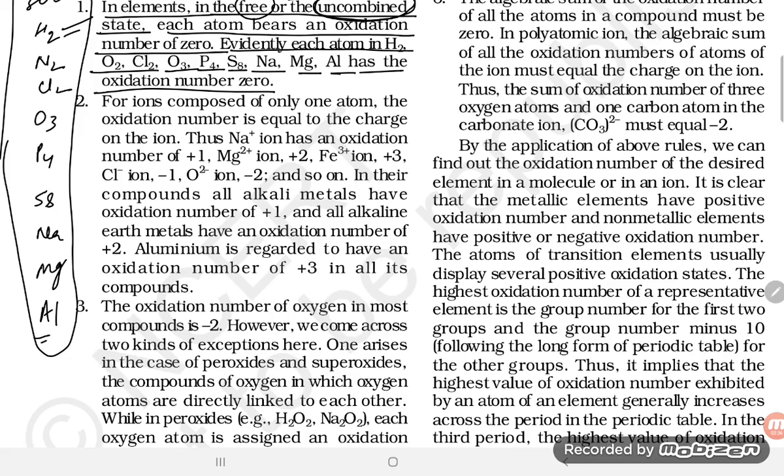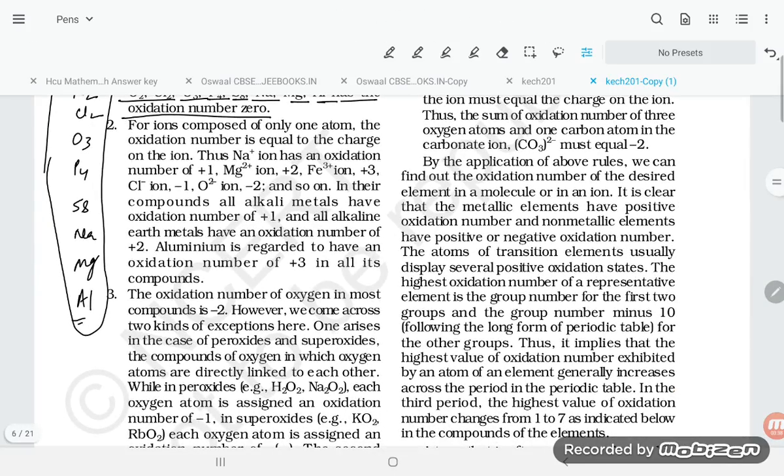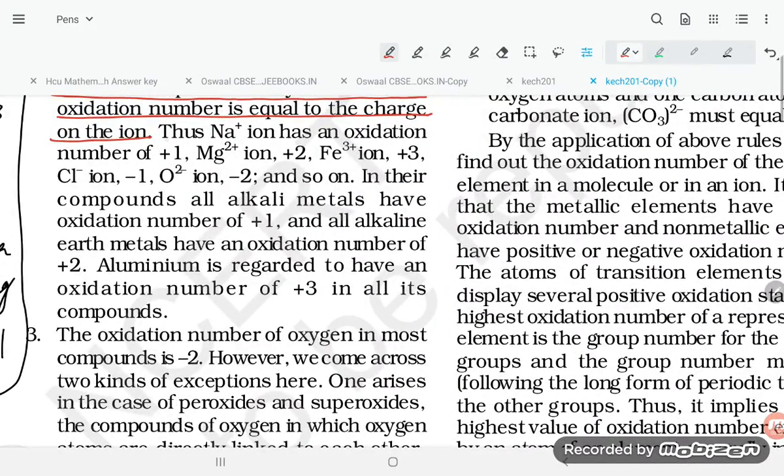Now let us have a look at the second point. What is the second point, students? For ions composed of only one atom, the oxidation number is equal to the charge on the ion. Like Na+ ion has oxidation number +1, Mg2+ is +2, Fe3+ ion is +3, Cl- ion is -1, O2- ion is -2, and so on.